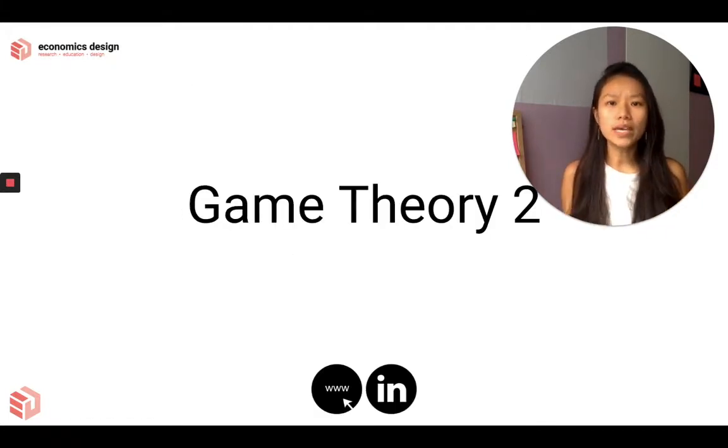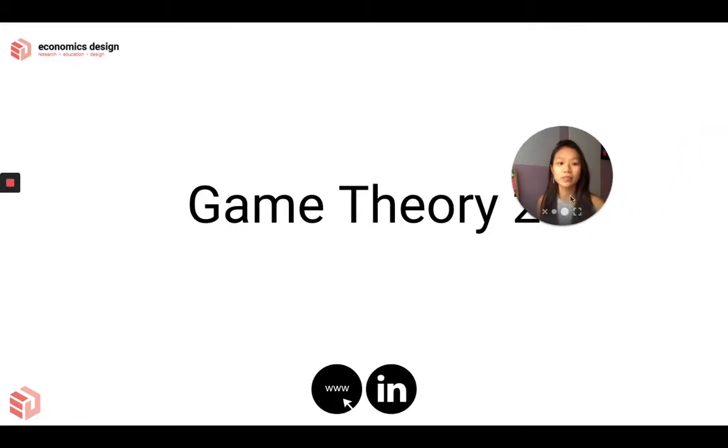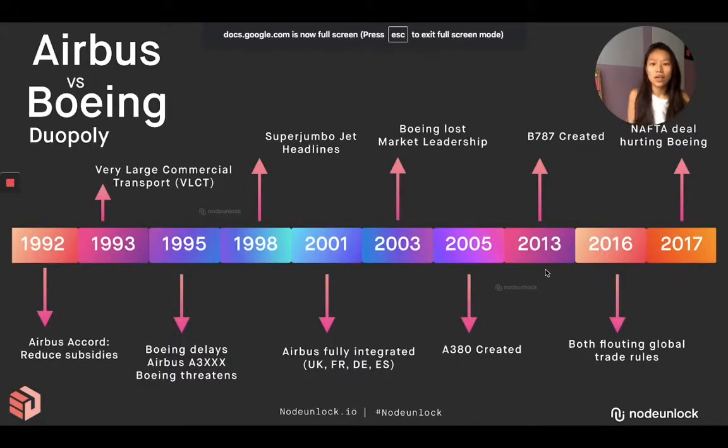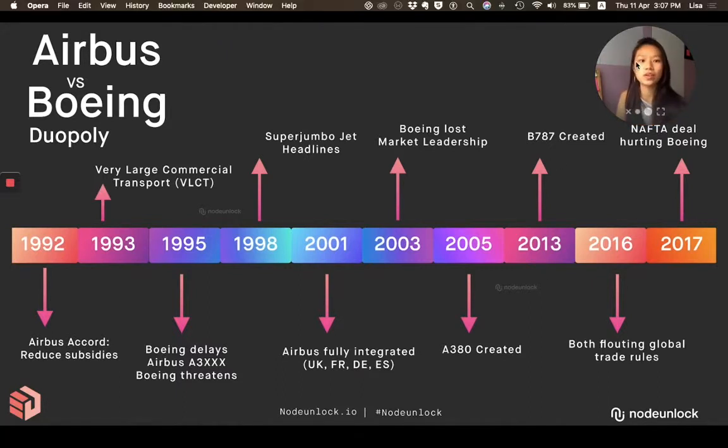So let's go a little bit deeper into having a better example of understanding game theory. And as promised, I'm going to use Airbus versus Boeing because it's quite a good and easy, simple example. Airbus versus Boeing. This is quite a fun thing.